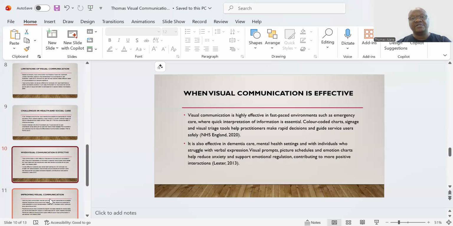It is also effective in dementia care, mental health settings, and for individuals who struggle with verbal expression. Visual prompts, pictures, schedules, and emotion charts help reduce anxiety and support emotional regulation, contributing to more positive interaction.